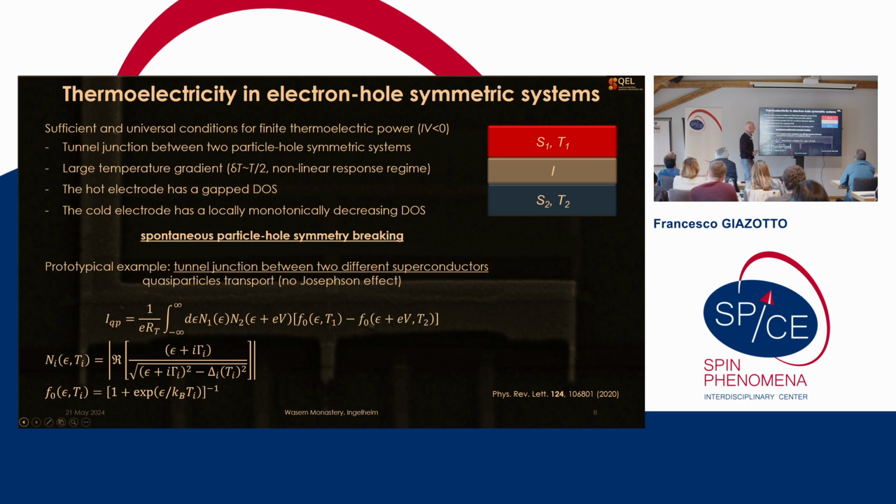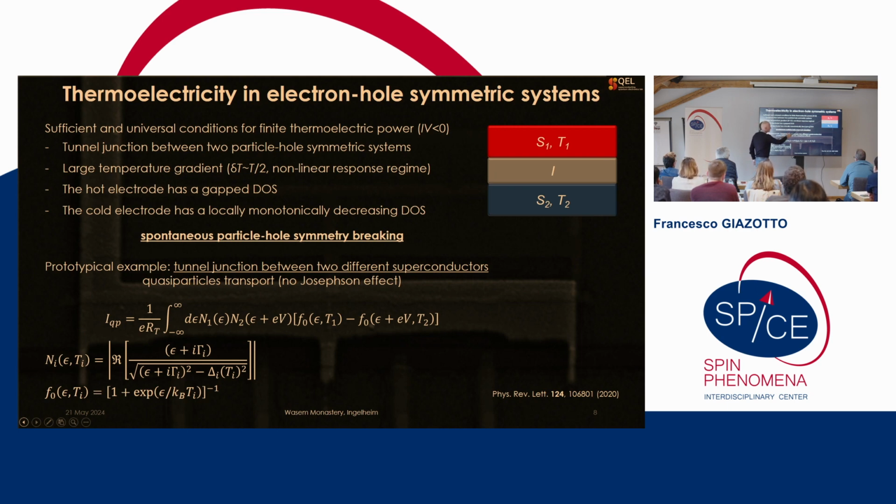This leads to a spontaneous, this can be mathematically demonstrated, that this leads to a spontaneous particle symmetry breaking in the system, okay? So the prototypical example is a tunnel junction between two different superconductors. This is a very well-known system. So we have an S1 insulator S2.